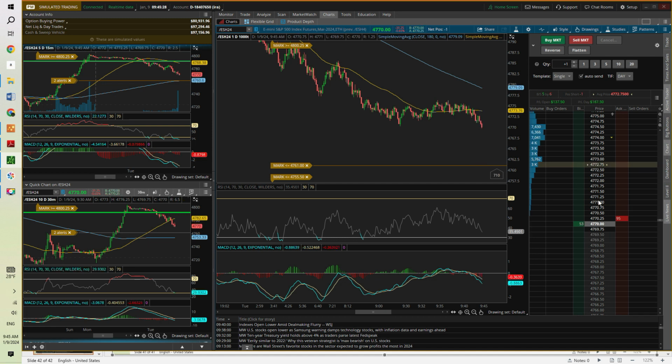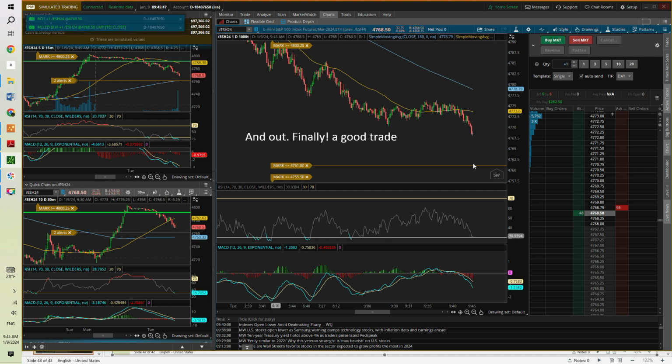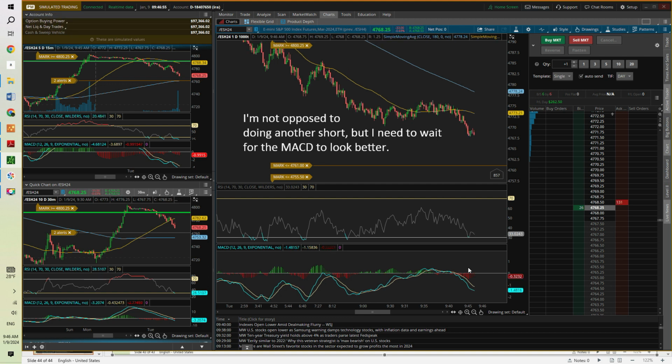Immediately went right back up again, and I kind of lost that. Dropped down, and good, I finally made a good trade. So I got out, 6 trades. I should have just stopped there, but I didn't. $260 profit here. That would have been fine.